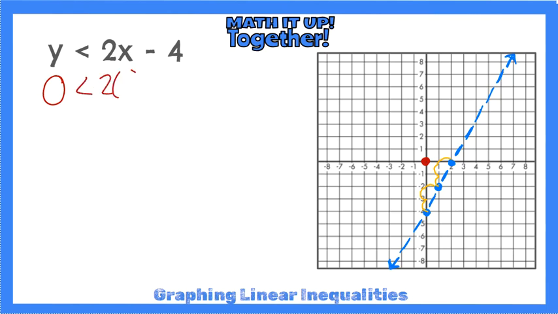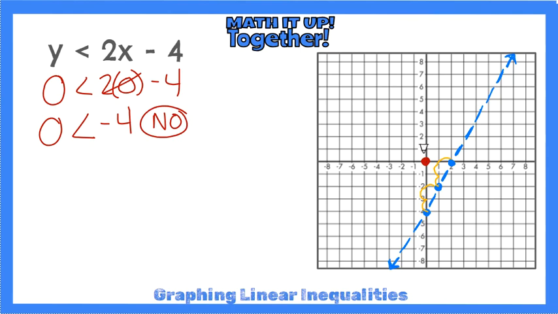0. And see how easy this is. 0 is less than -4 because that turns into 0. Is 0 less than -4? That's a no. Okay, so it would appear that this is the side that needs to be highlighted and graphed in and contains all of our solutions.